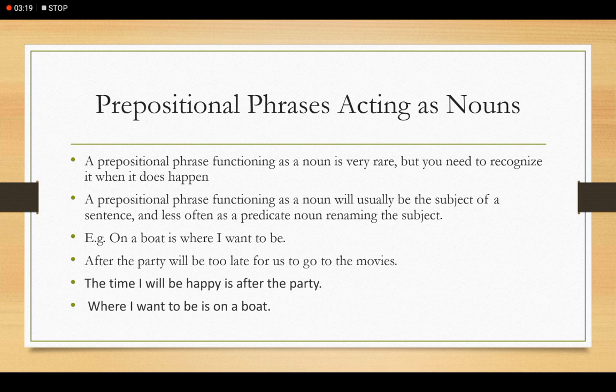So can you identify which are the prepositional phrases that are behaving like nouns? In the first example, it is on a boat. In the second, it is after the party. The time I'll be happy is after the party. Where I want to be is on a boat. So in the last two sentences, they are acting as a predicate. This is used very rarely. We don't use this kind of prepositional phrase often. Usually, it occurs at the beginning of a sentence.